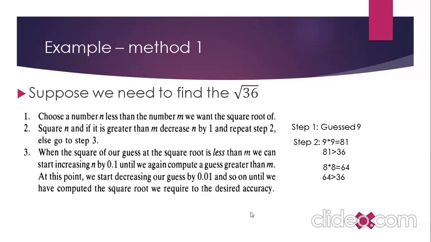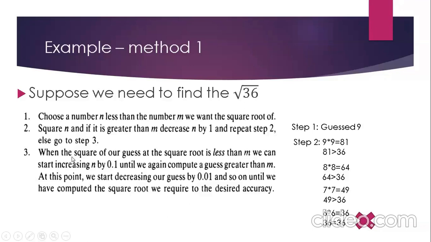So next we decrease 9 by 1, and we get 8. 8 into 8 is 64, where 64 is greater than 36. It's getting closer but still a little far. Now we try with 7. 7 into 7 is 49, which is also greater than 36. We decrement 7 by 1, we get 6. 6 into 6 you get 36, and we terminate from here. That is what the first and second steps are talking about.